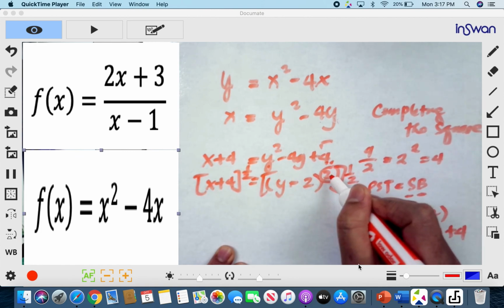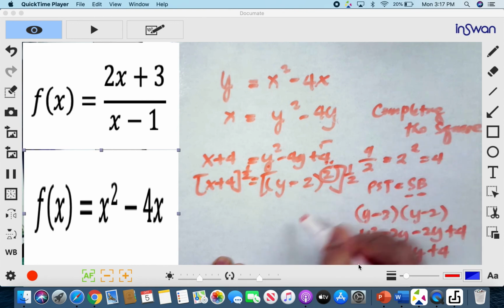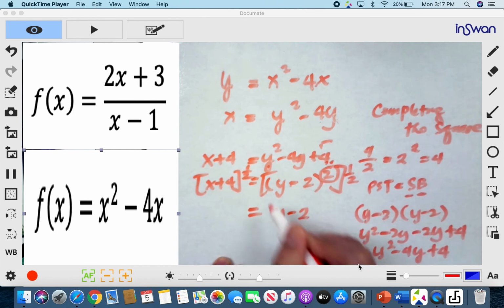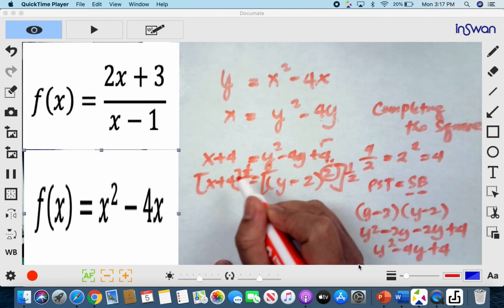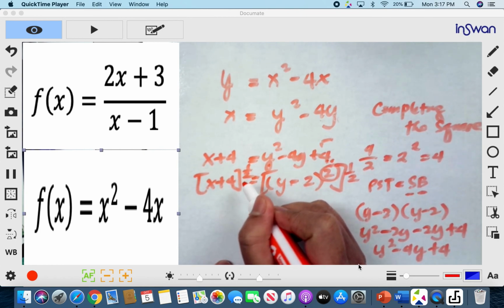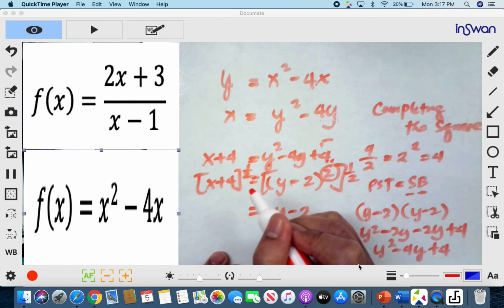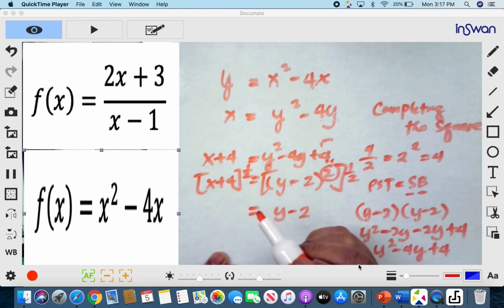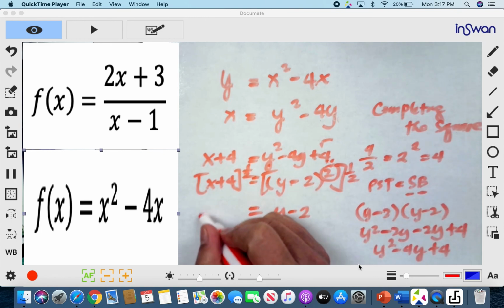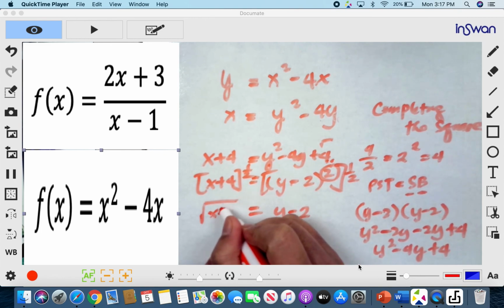And so therefore, 2 times 1/2 is 1. So what remains on the left side is y minus 2. And on the right side you have x plus 4 raised to 1/2. And also remember, if it's raised to 1/2, that means you're taking the square root, because I've told you before, radicals are expressions with fractional exponents. So this now becomes the square root of x plus 4.